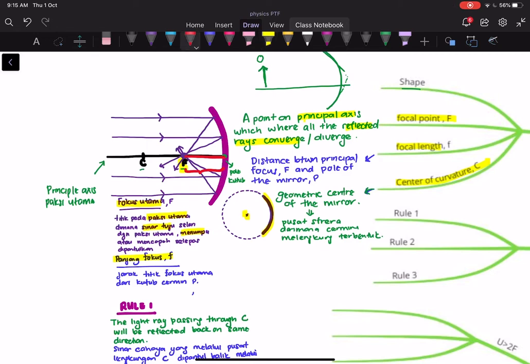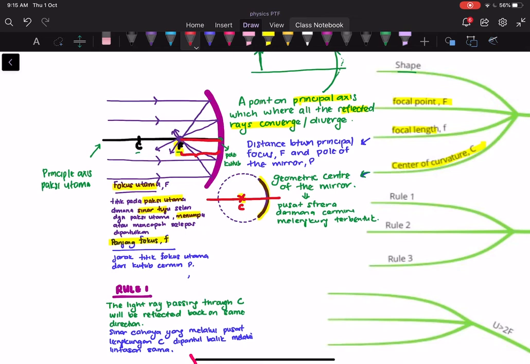So if I draw another line here, what's going to happen? C is exactly the center of curvature, whereas the F point is going to be somewhere here, between the C and the pole of the mirror. And always remember, this is very important: C is exactly equal to 2 times F. Okay, if F is, say, 2 cm, then C is 2 times 2, which is 4 cm. So if your F value is 3 cm, then 3 times 2 becomes 6 cm.